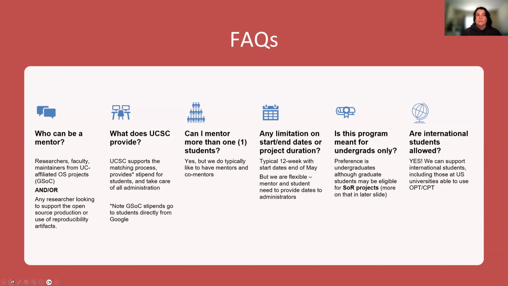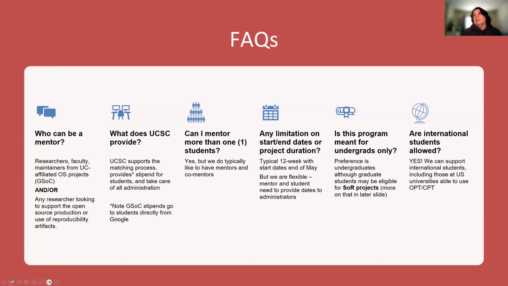Again, we have Google Summer of Code, which focuses on building open source communities and bringing more contributors to open source. And then, of course, the Summer of Reproducibility, which is a similar idea, but focusing on reproducibility artifacts. So if you are a researcher, faculty or maintainer from a UC affiliated open source project, it doesn't necessarily mean that you have to be a UC staff member or faculty, but you and your co-mentor should be affiliated with the UC project.